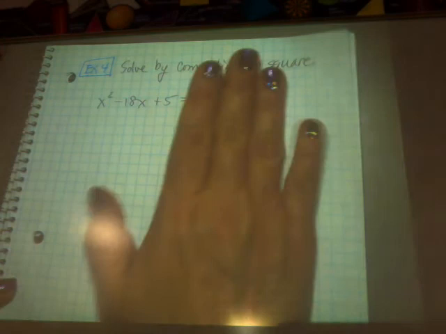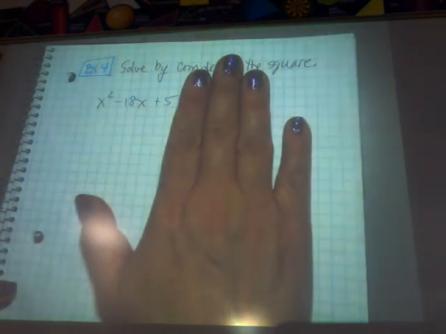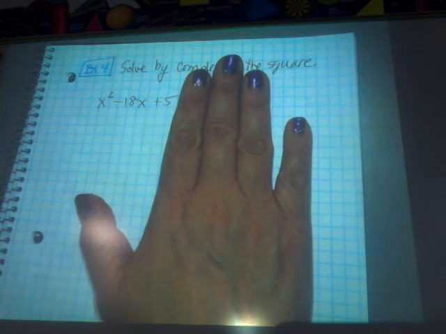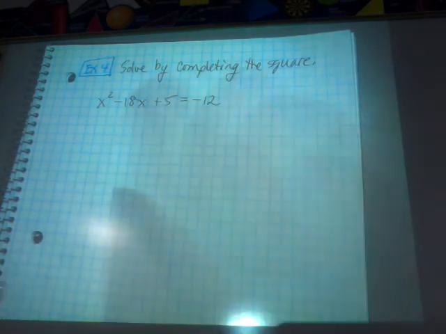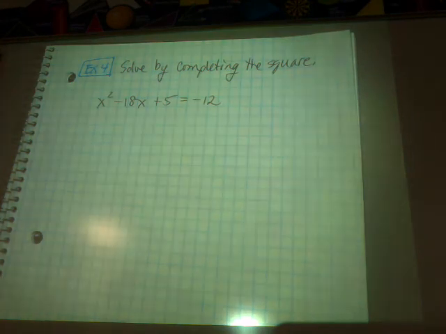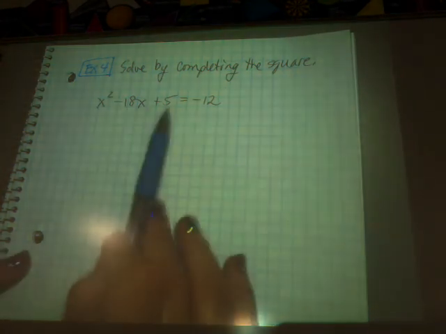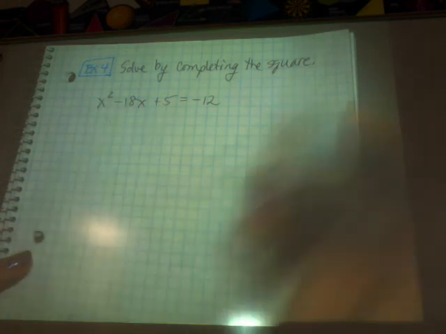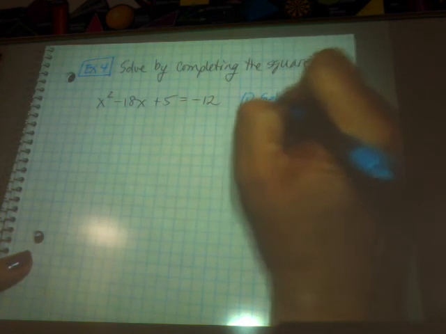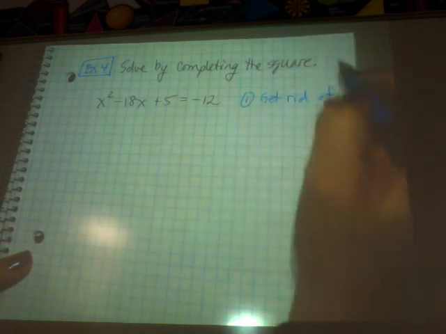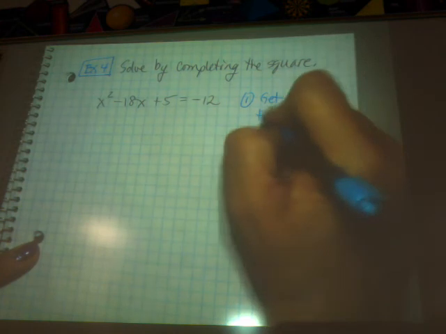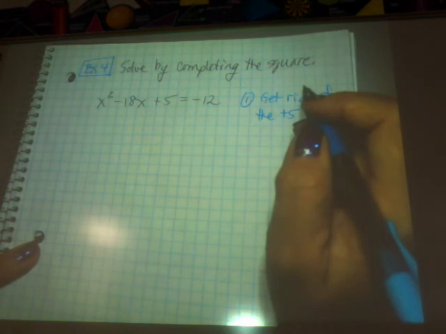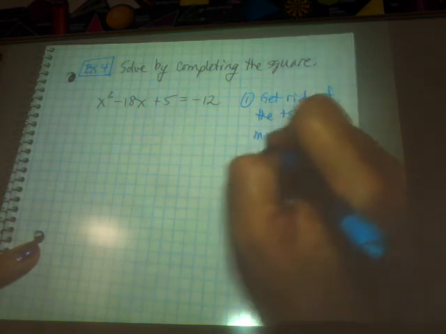Look at the left side where the whole quadratic is. Is that a perfect square trinomial? I have a perfect square here, but 5 is not. So what we're going to end up doing is we're going to move 5 out of there because it's not working for us. So your very first step when completing the square, if this does not make this a perfect square trinomial, you're going to move it. So step 1, get rid of the positive 5 by moving it algebraically.